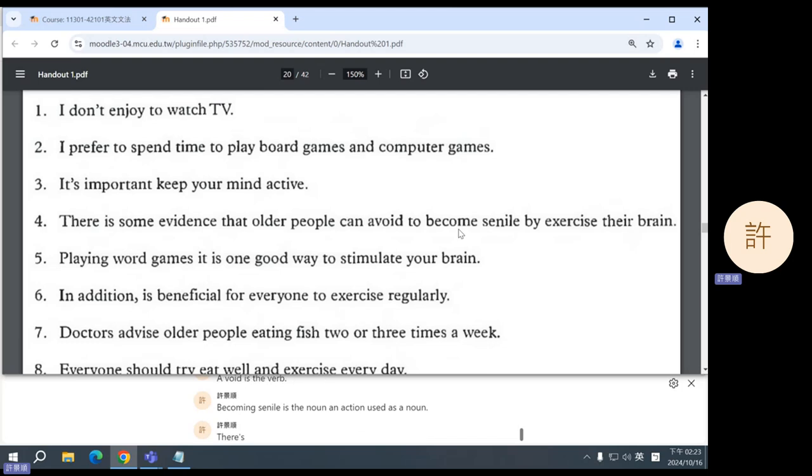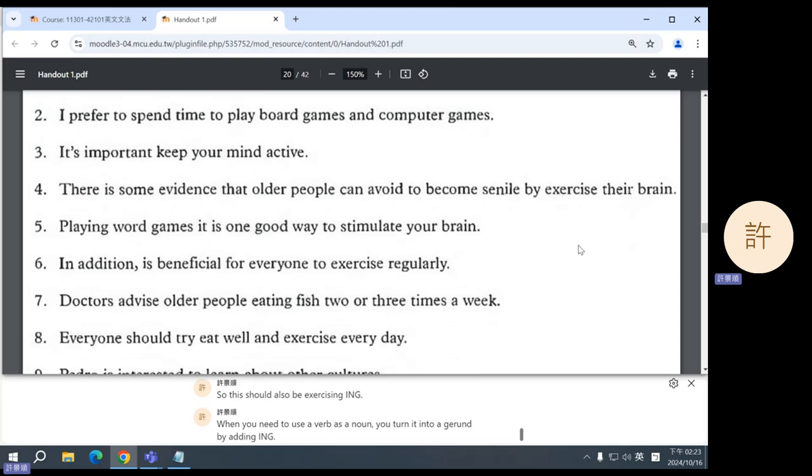There's a second problem in this sentence. By exercise their brain, is this correct? It should be a noun. By is followed by a noun, by 后面加名词. So this should also be exercising, ing. When you need to use a verb as a noun, you turn it into a gerund, 动名词, by adding ing. Okay? Okay, good. Number five.